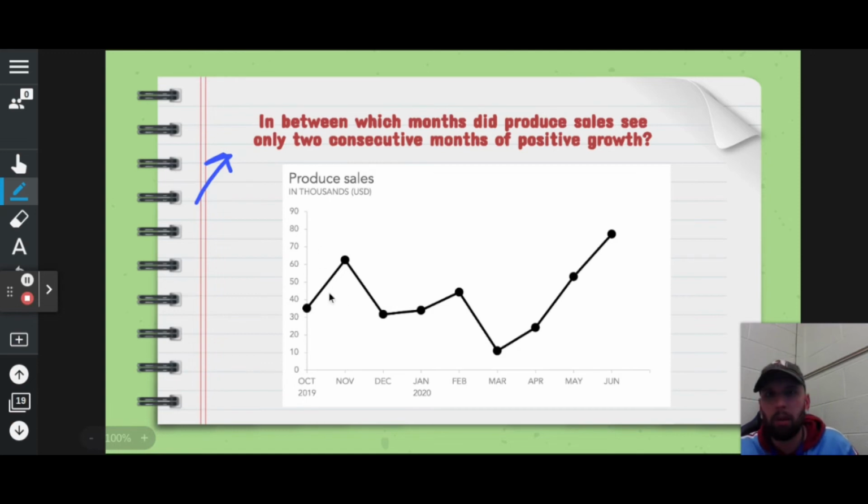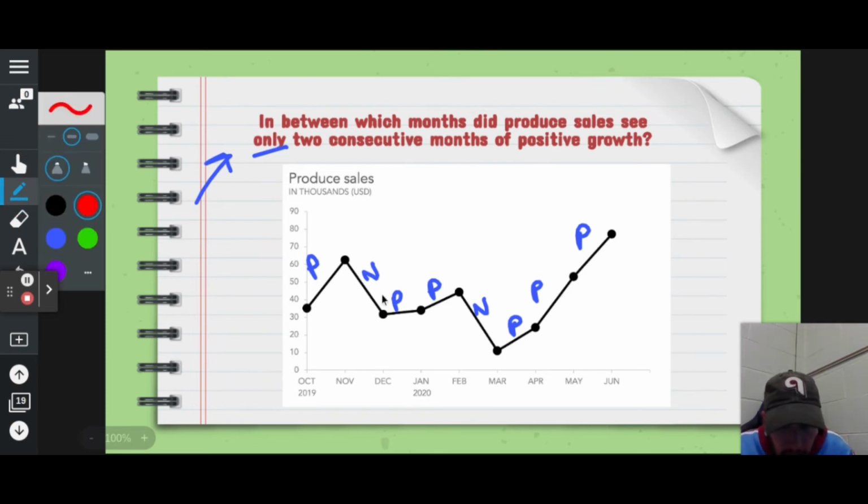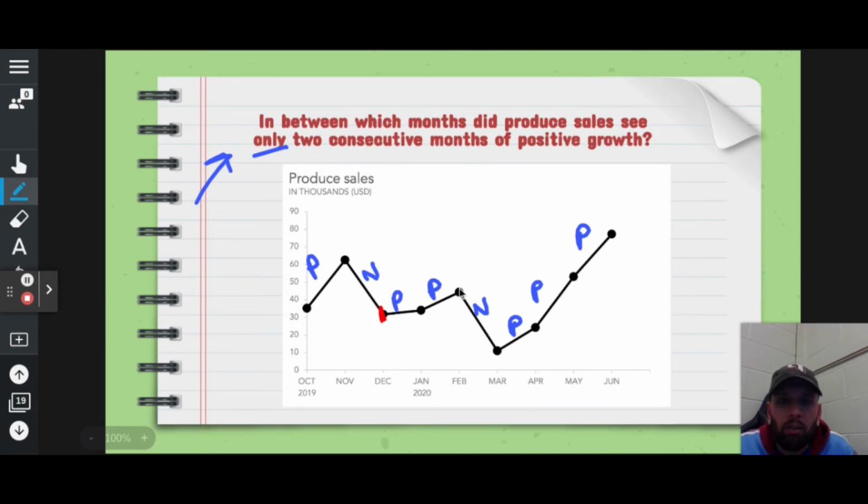So I'm going to just label everything for funsies. Positive growth, negative. Barely positive, positive, negative. Positive, positive, positive. Oh, but this one has a trick word, and that word is only. I want in between the 2 months that only gives me positive growth for 2 months. So these are the 2 months where I get a P after a P, also known as a PP.